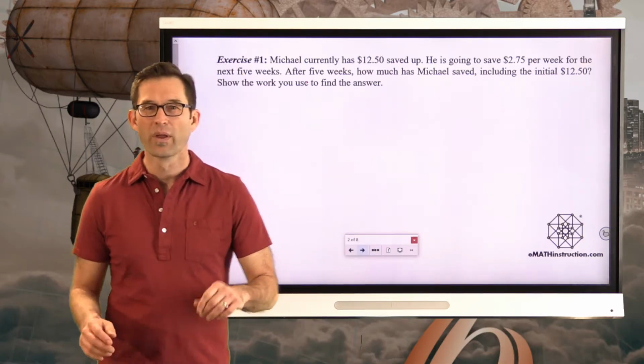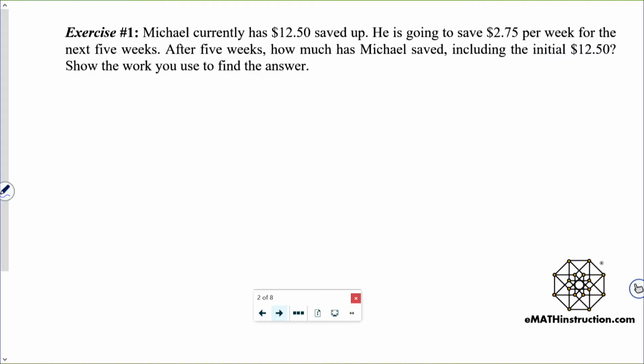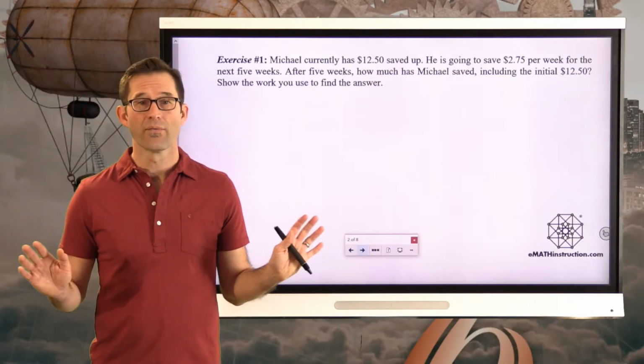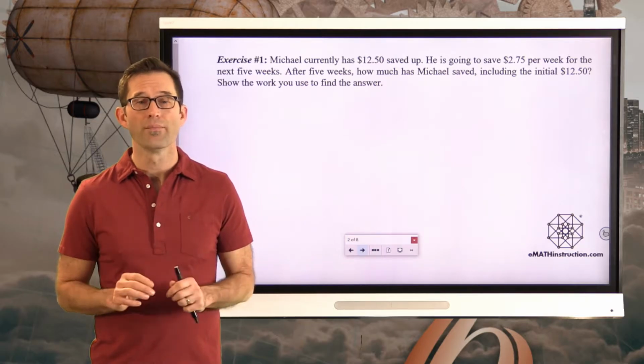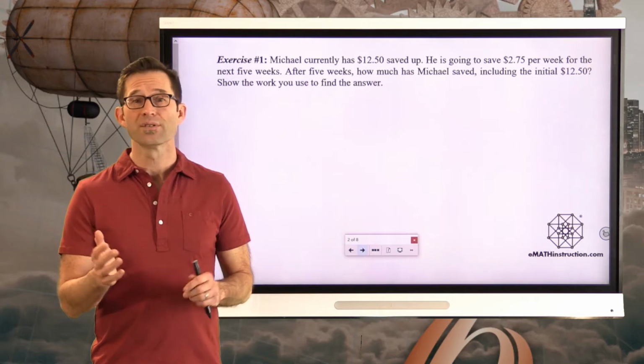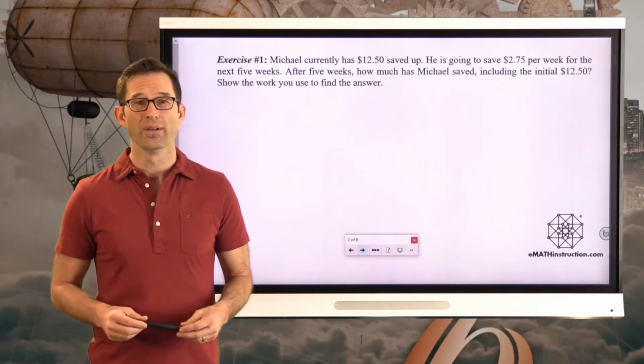Here we go, exercise number 1. Michael currently has $12.50 saved up. He's going to save $2.75 per week for the next 5 weeks. After 5 weeks, how much has Michael saved, including the initial $12.50? Show the work that you use to find your answer. All of these problems, every single one of them, is a review problem. So what I'd like you to do is pause the video now, try this problem, see how far you can get in it, and then we'll go through it.